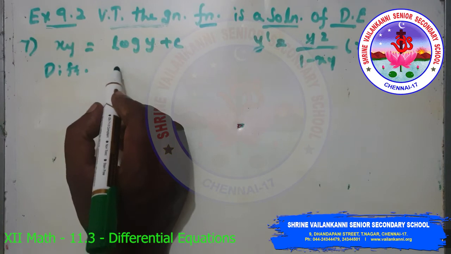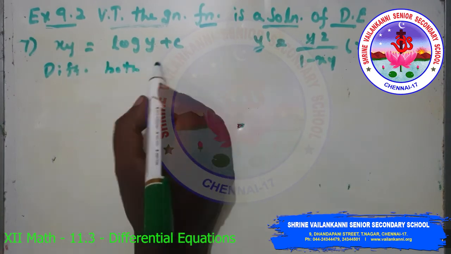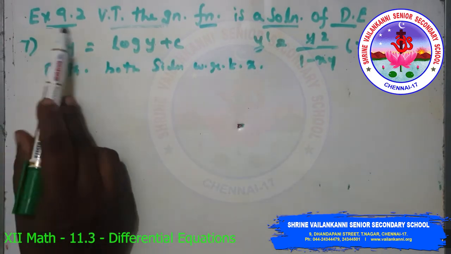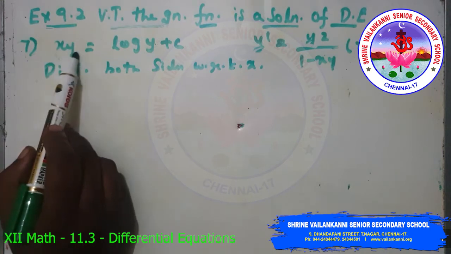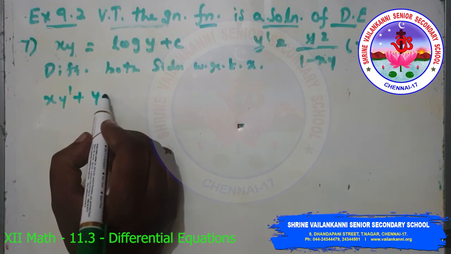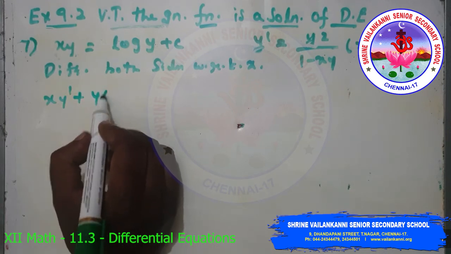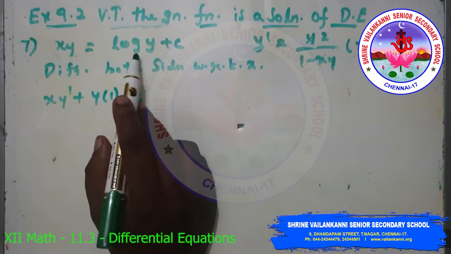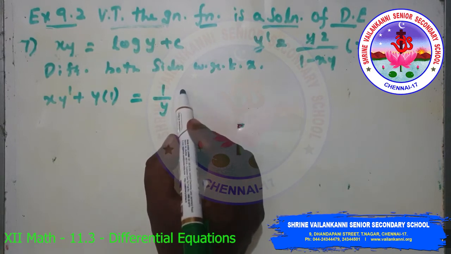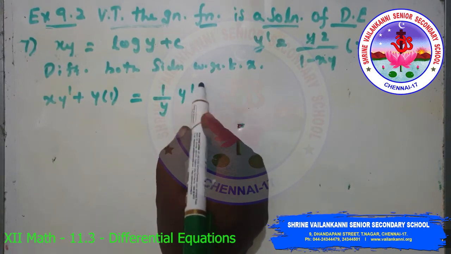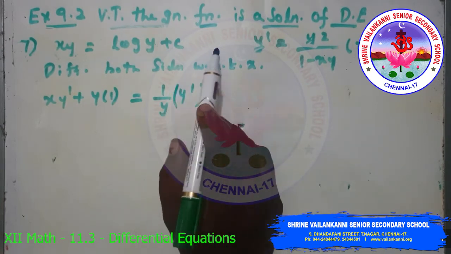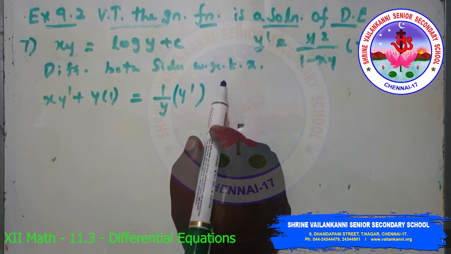Differentiating this equation on both sides with respect to x. Here we have the product of two functions, so we have to use the product rule. So x into y dash plus y into d by dx of x, which is 1, is equal to d by dx of log y, which is 1 by y into dy by dx. So I am writing dy by dx as y dash, plus d by dx of c, which is 0. d by dx of any constant is equal to 0.